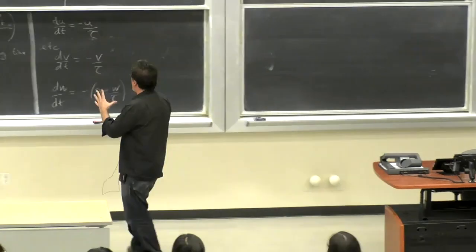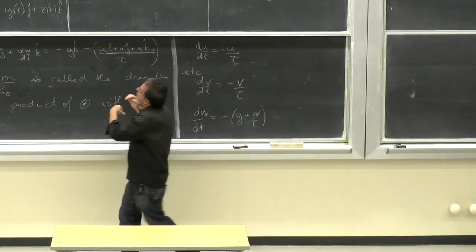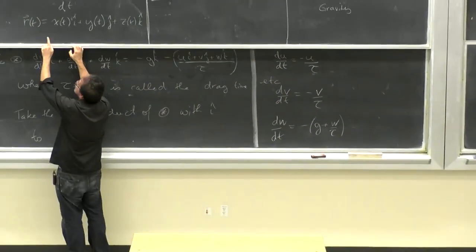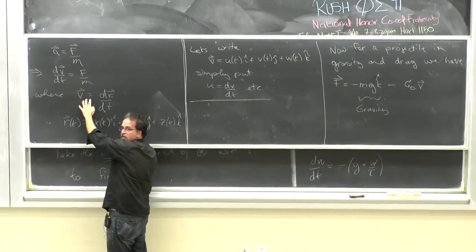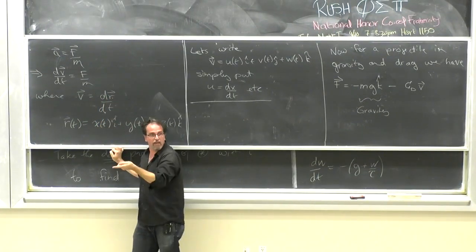Then I'm going to go back. I'm going to get these 3 guys, u, v, and w. Then I'm going to substitute those into this equation here on the left-hand side. And then I'm going to get x, y, and z as a function of time. So I have to integrate again.